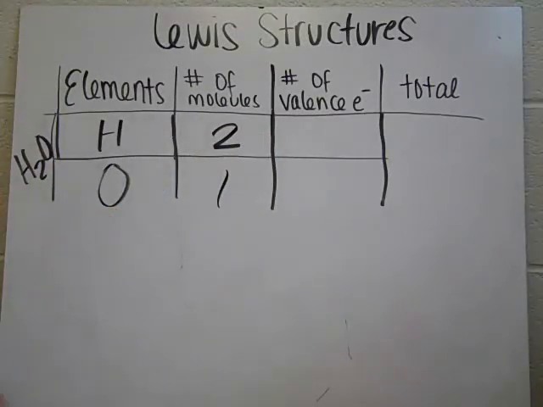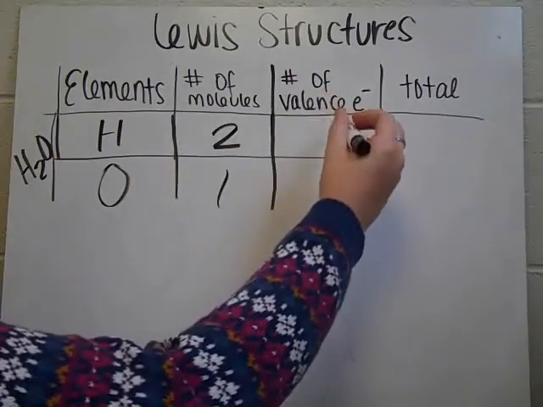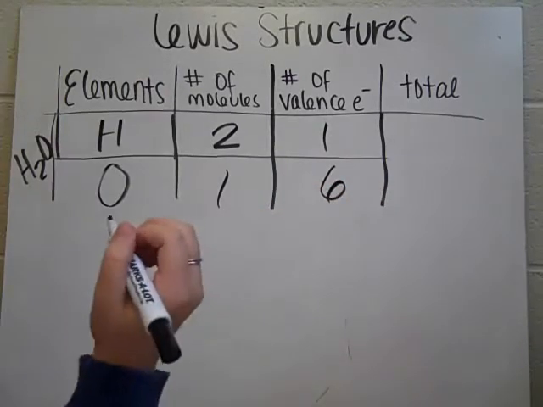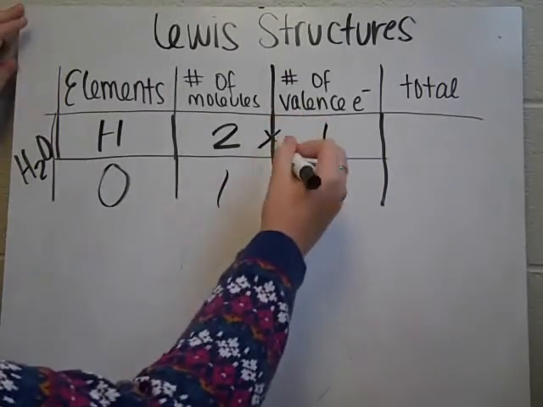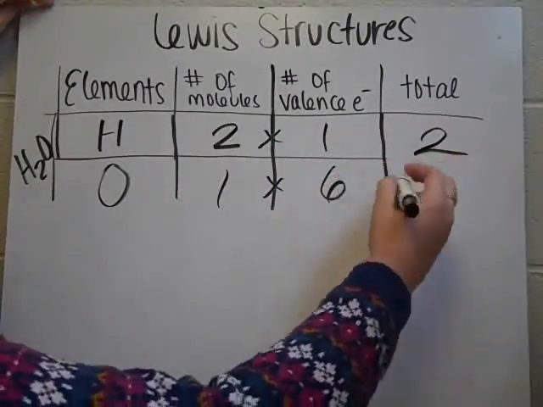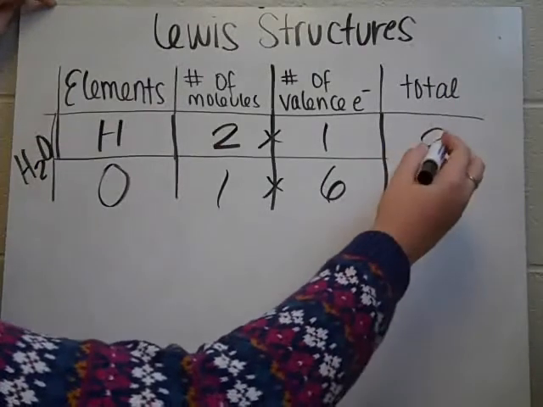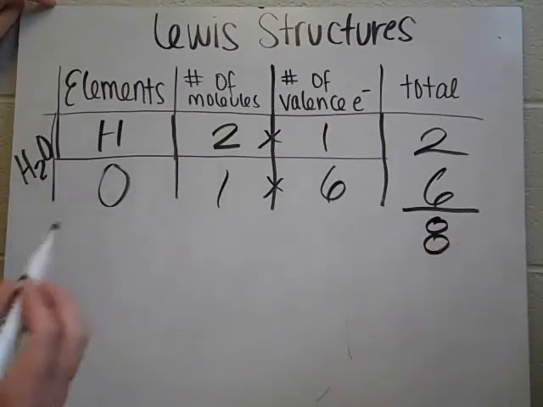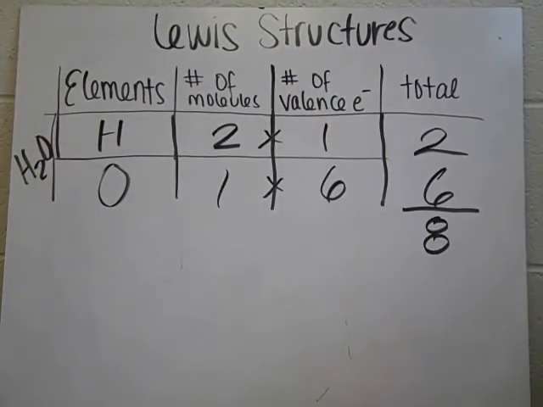And then for the number of valence electrons, this is where you would look at your periodic table and see what group they were in. Hydrogen is in group 1, and oxygen is in group 6. So you multiply these: 2 times 1 is 2, and 1 times 6 equals 6. Then you add these together, and you get 8. So 8 is how many electrons you have to do this structure.